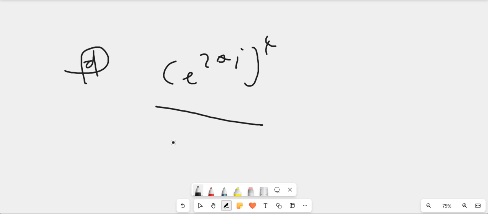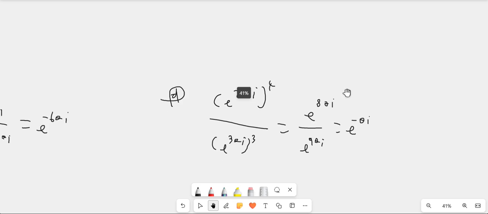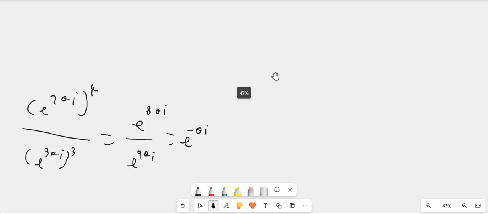Alright, D is a similar situation. So 2 e to the power of theta i, to the power of 4, over e to the power of 3 theta i to the power of 3. Then 2 to the power of 4 is 16, and 4 times 1 is 4... and on the bottom, 3 times 3 is 9. So e to the power of 8 theta i over e to the power of 9 theta i, and 8 minus 9 is minus 1. So that's going to give you e to the power of minus theta i, which should also be equal to 1 over e to the power of theta i, but it doesn't matter. Alright, go on.